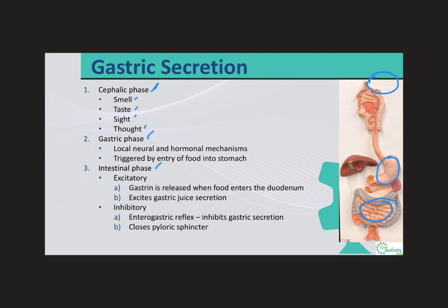Now, the gastric phase of secretion lasts about 3 to 4 hours and is set in motion by these local neural or even hormonal mechanisms that are going to be triggered by the entry of food into the stomach. So, for example, when your sushi reaches the stomach, it creates this distension that activates the stretch receptors. And this stimulates the parasympathetic neurons to release acetylcholine, which then provokes increased secretion of the gastric juice.